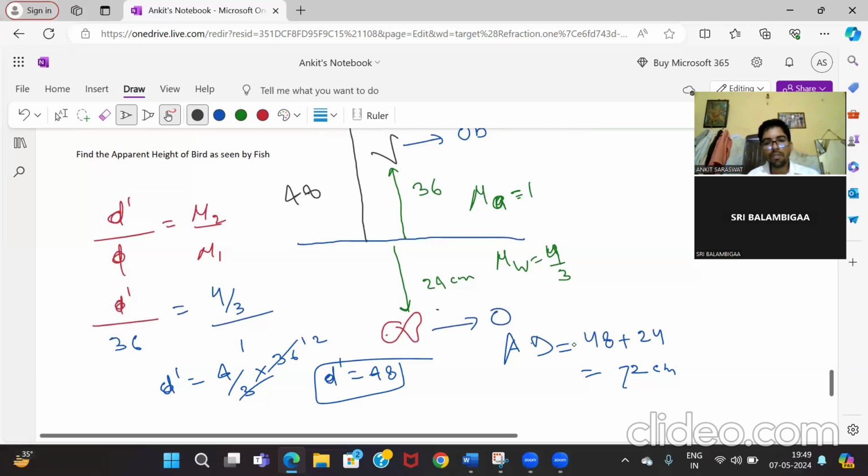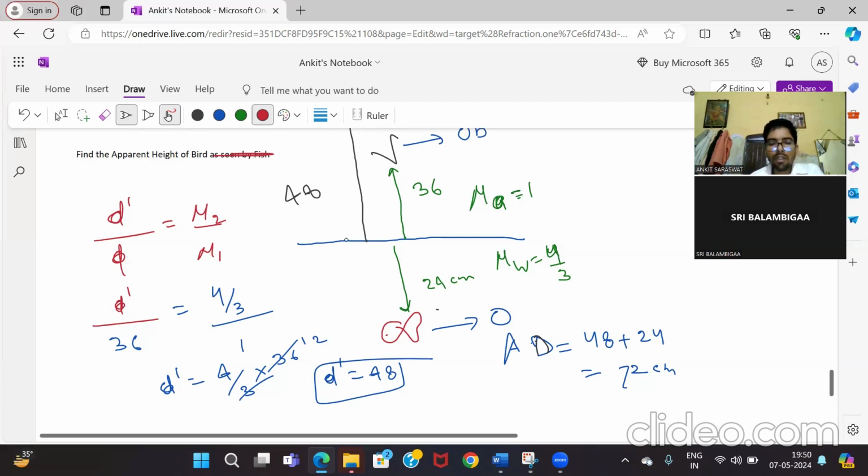If anybody is asking, sir, what is the shift then, for 36 minus 48? Yes, tell me. Now they are asking what is the apparent depth from the fish. From the fish, then you will add, 24 plus 48. If they are asking simply to find the apparent depth, then the answer is simply 48. But they are asking as seen by the fish, so 72. But if they are asking to find the apparent height of the bird, and they are not writing as seen by the fish, then the bird is the object. Then only 48.